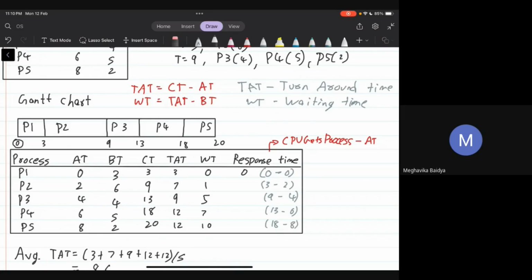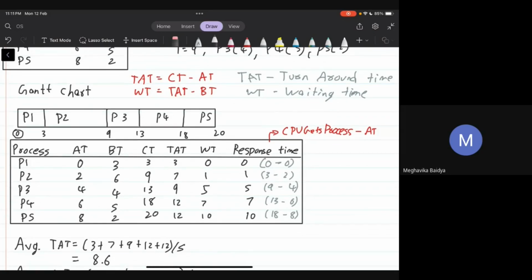If you do this, this is 3 minus 2, 1. This is 5. This is 7, I believe, 7. And this is 10. That is your response time. It's the same as WT, waiting time. This will not be the same if you have idle time in between.